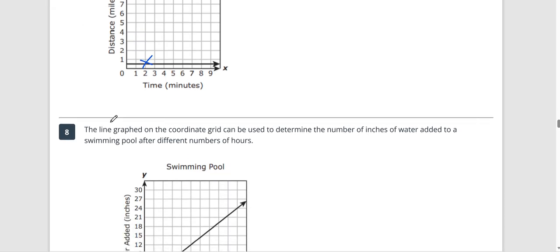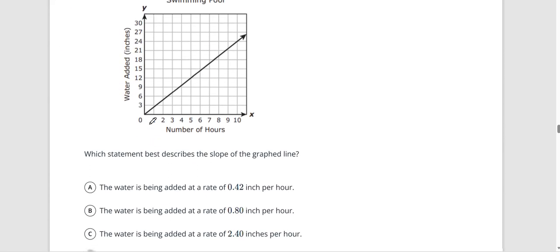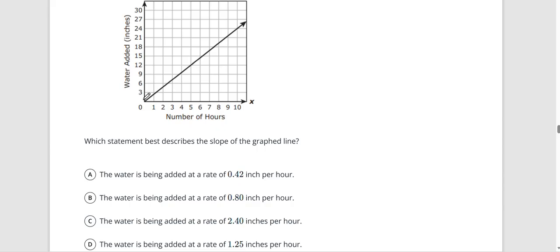Okay. A line graphed on the coordinate grid can be used to determine the number of inches of water added to a swimming pool after different numbers of hours. This is pretty easy, guys. Once you see a graph like this, we'll come out here. 5 and 12.